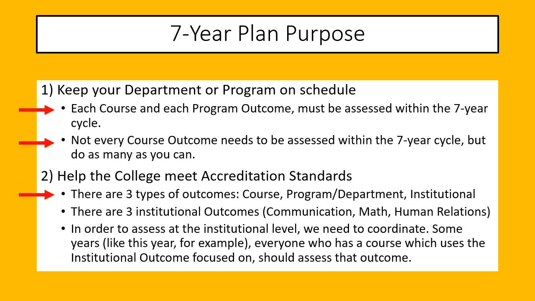So there's 3 types of outcomes: course, program or department, and institutional. There are 3 institutional outcomes: communication, math, and human relations. And in order to assess the institutional level, we need to coordinate. Some years, like this year, for example, everyone who has a course which uses the institutional outcome focused on should assess that outcome.